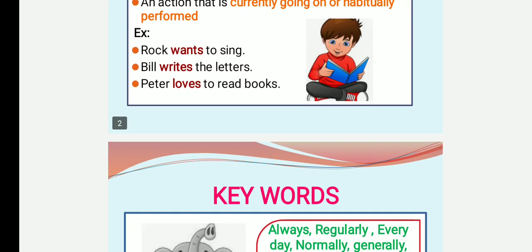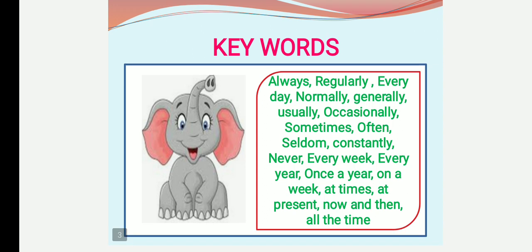Let us learn what are the keywords that we use in simple present tense. Always, regularly, every day, normally, generally, usually, occasionally, sometimes, often, seldom, constantly, never, every week, every year, once a year, once a week, at times, at present, now and then, all the time. So these are the words which express that the action is happening regularly. That means it is used to express the repeated action.